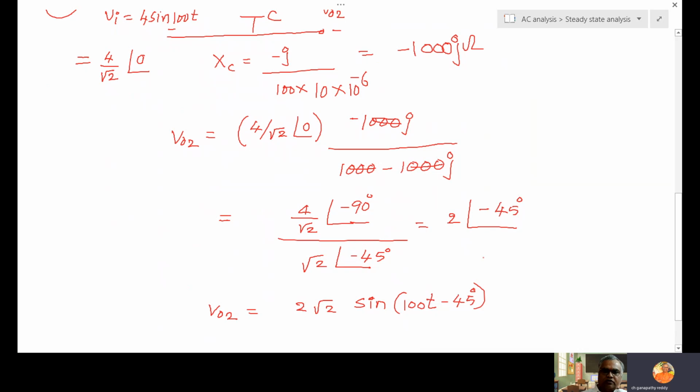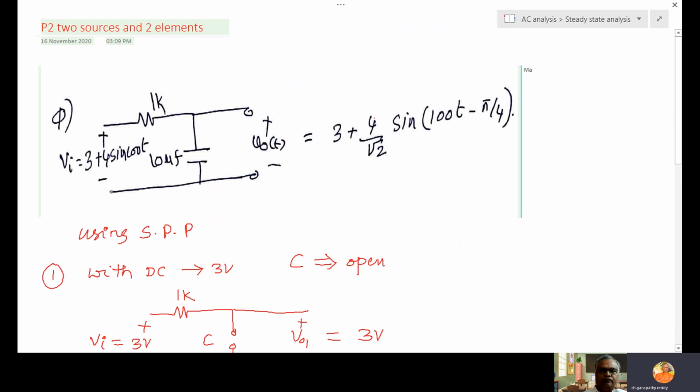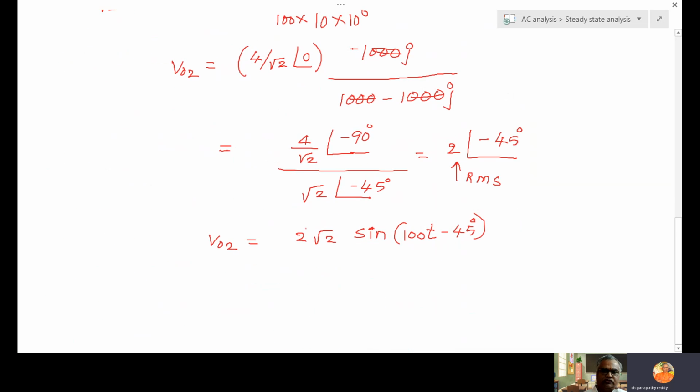Yeah. This 2 is what? RMS, no? 4 by root 2 by root 2. So root 2 is 2, 4 by 2 is 2. This 2 is RMS. So what is the maximum? It is 2 into root 2. 4 by root 2 and 2 into root 2 are the same value, both are same only.